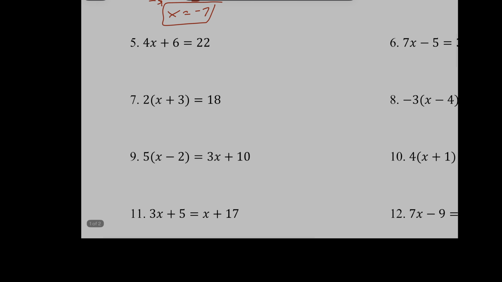Number 5, this is called a two-step equation, meaning I have to get the letter term alone. So I can't divide by 4 until it's by itself. So that plus 6 is messing me up. So I'm just going to go minus 6. That's my best way to get rid of that 6.